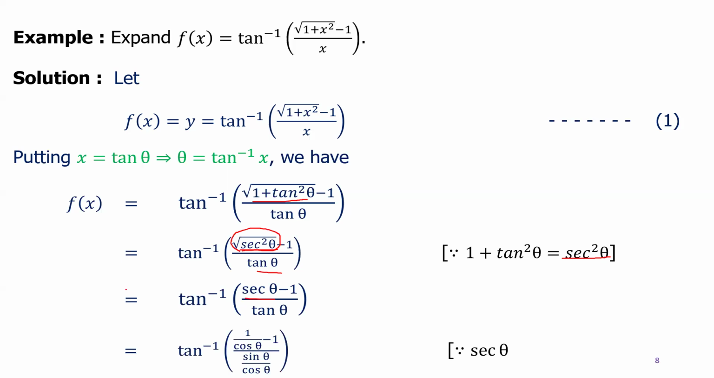Now we know that sec theta is nothing but 1 upon cosine theta, and tan theta is nothing but sine theta upon cos theta. So (1 upon cos theta, its value of sec theta, minus 1) whole divided by tan theta, which is sine theta upon cos theta. Therefore f of x equal to tan inverse of (1 upon cosine theta minus 1) upon (sine theta upon cos theta).